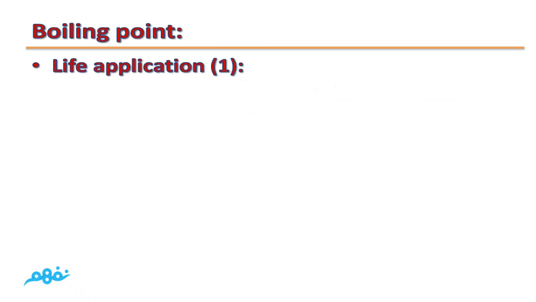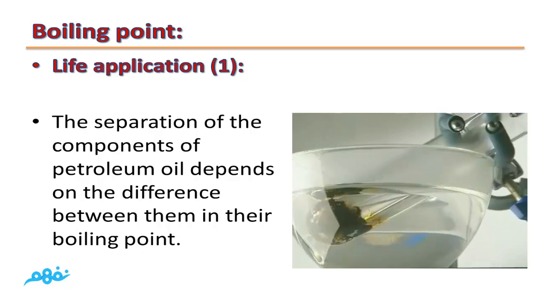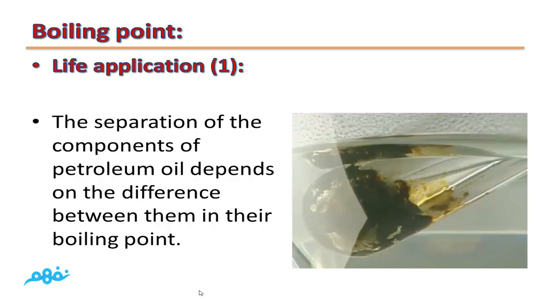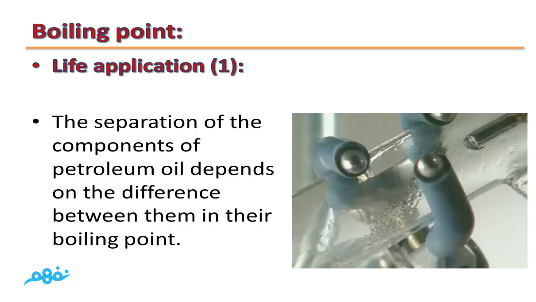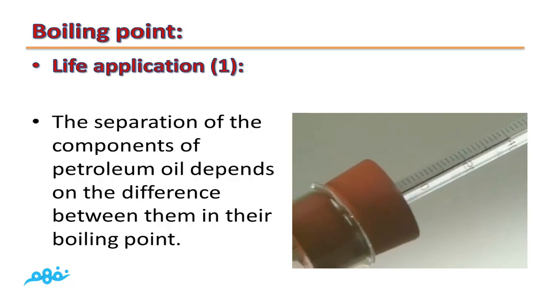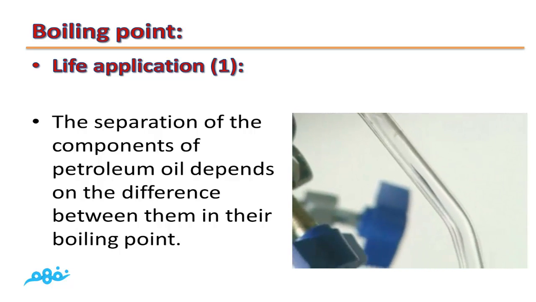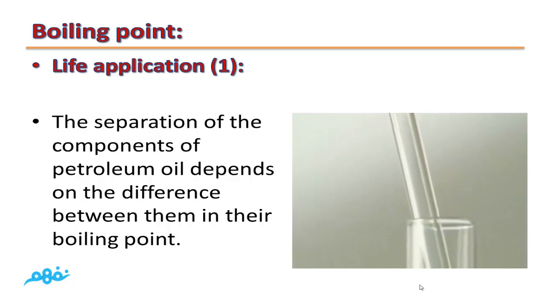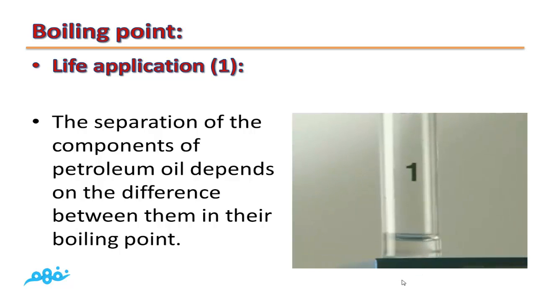What about the life application for boiling point? The first one is the separation of the component of petroleum oil, depending on the difference between them in their properties. We have a sample of petroleum oil. By heating it strongly, some parts of it will change into gaseous state at certain boiling point. By collecting them and by cooling them down, they will change back into liquid. As you can see, we have the first component, which is colorless.